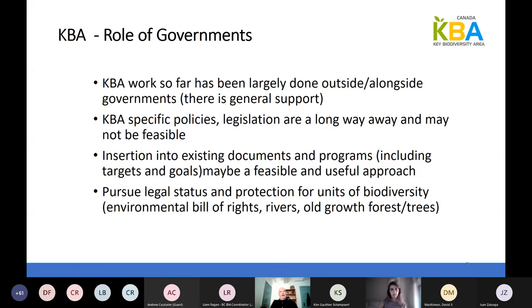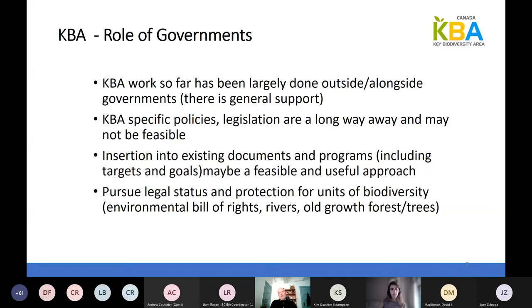It's worth mentioning the role of governments. There's been very good government support for KBAs in a general sense, but one of the things that stands out about the KBA approach is how much involvement there already is outside of government in this KBA project. Another thing we know from the history of Canada is how long it takes to make policies and legislation, whether locally or nationally. It can be very difficult and take a long, long time.